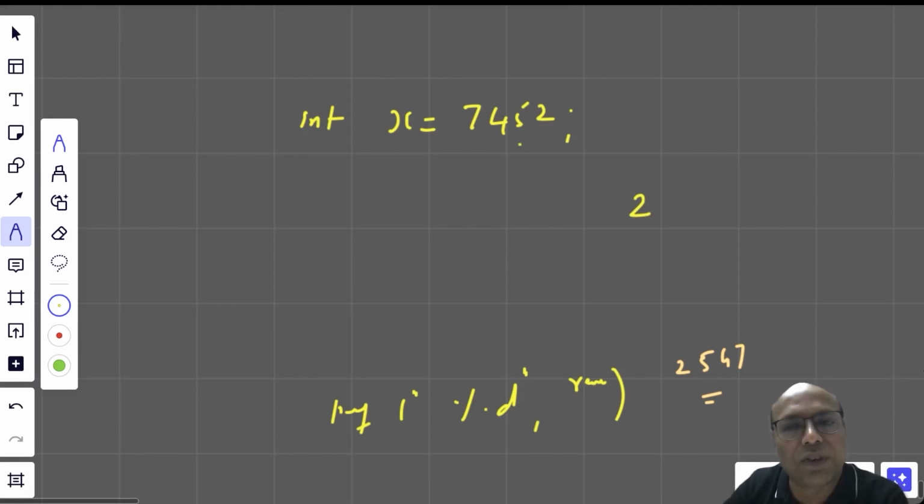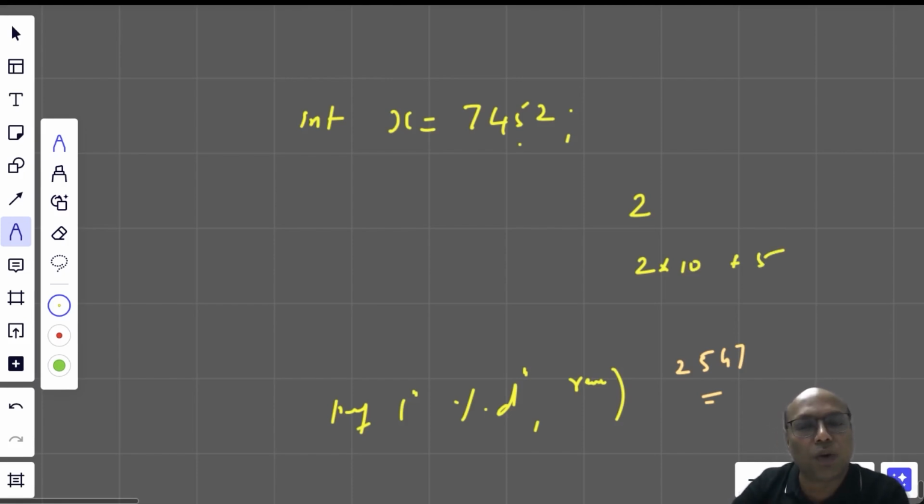Now when I get the 5, what do you need to do? Should I make 2 plus 5? Should I make 25? If you want to make it 25, what should I do? Multiply the 2 into 10 plus 5. Now you get 25.